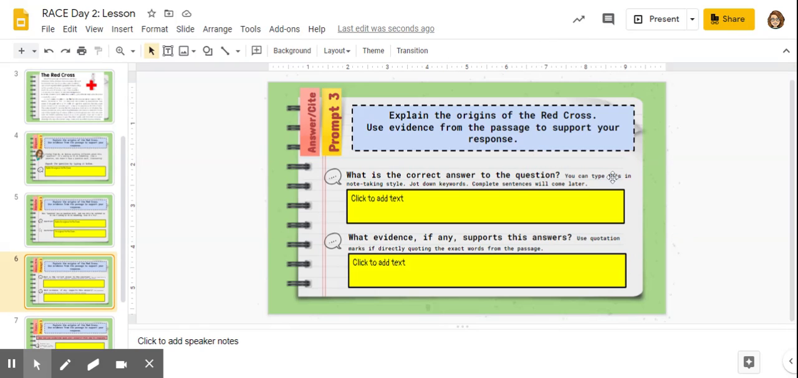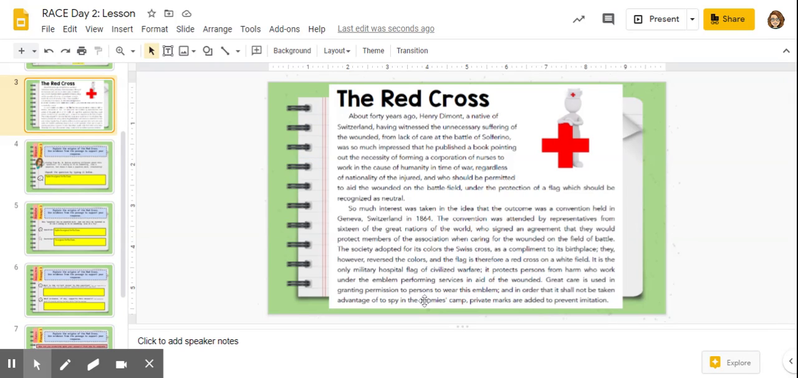What's the correct answer to the question? You can type this in note-taking style, jot down keywords. Complete sentences will come later. So to find this information, you have to go back to the paragraphs that you read. I want you to find these on your own.